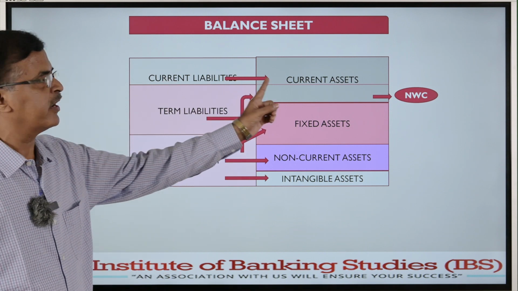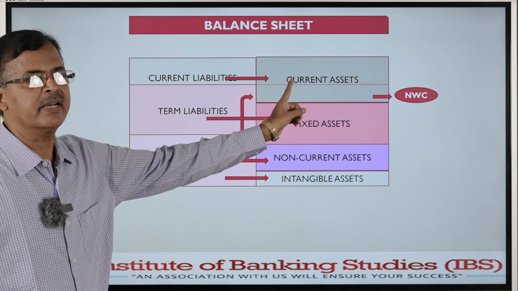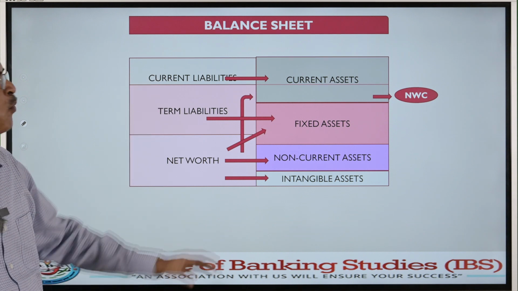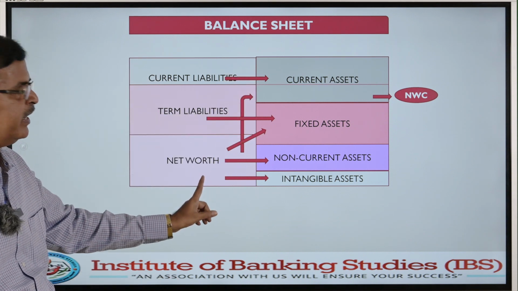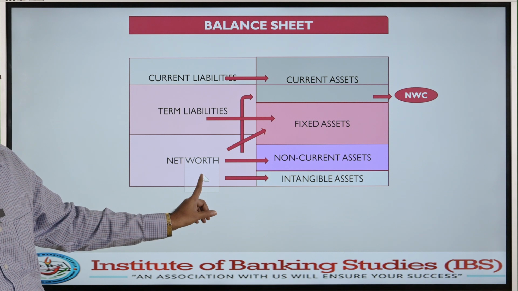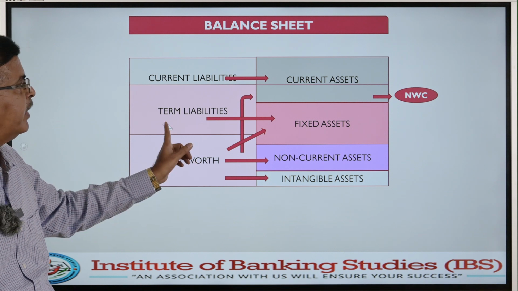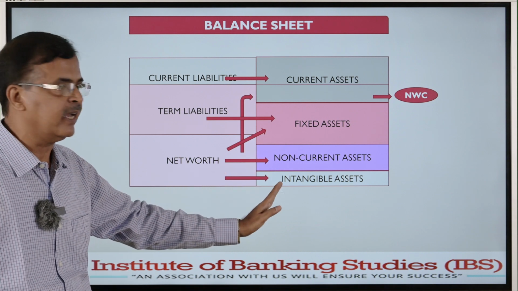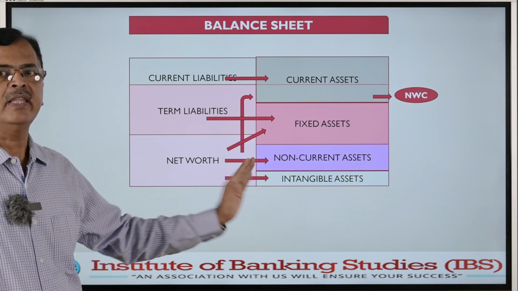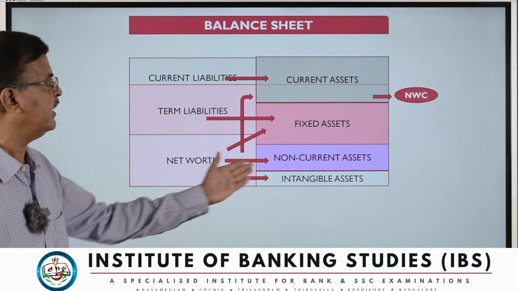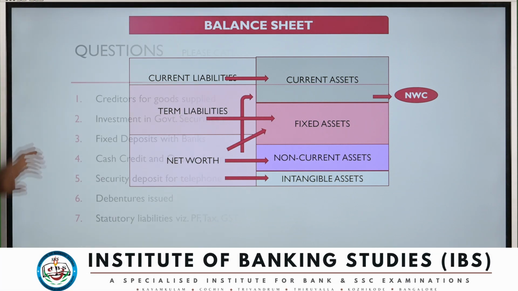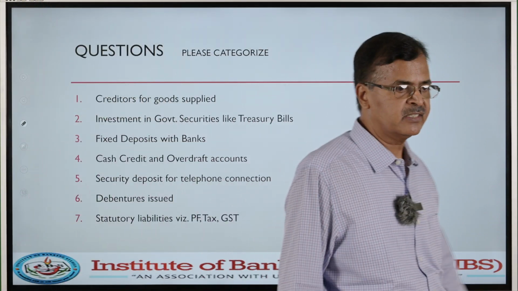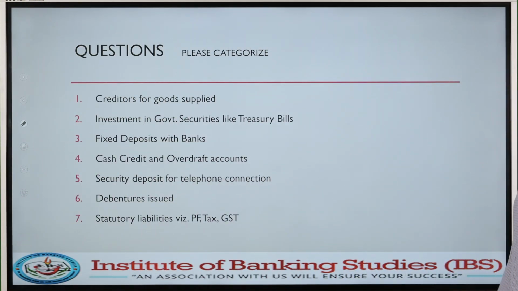There is a direct relationship between current liability and the current asset, because the current assets are acquired out of current liabilities. Whatever is the deficiency, that should be brought in by the proprietor in the form of capital. Term liabilities are directly connected to fixed assets, and mostly the non-current assets and intangibles are funded by the owner himself. That is why these two arrow marks have been given here, and certain questions I have framed here. Just you can watch this one by one, we can analyze this.